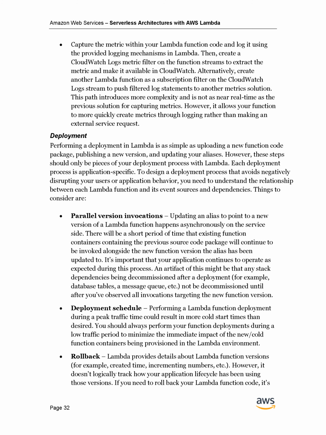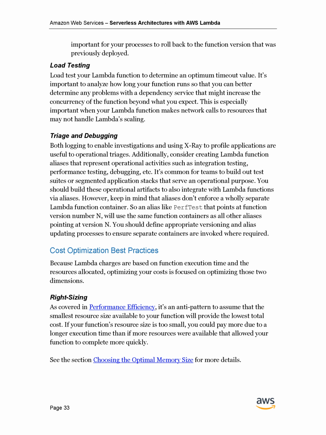Deployment schedule. Performing a Lambda function deployment during a peak traffic time could result in more cold start times than desired. You should always perform your function deployments during a low traffic period to minimize the immediate impact of the new/cold function containers being provisioned in the Lambda environment. Rollback. Lambda provides details about Lambda function versions, for example, created time, incrementing numbers, etc. However, it doesn't logically track how your application lifecycle has been using those versions. If you need to roll back your Lambda function code, it's important for your processes to roll back to the function version that was previously deployed.